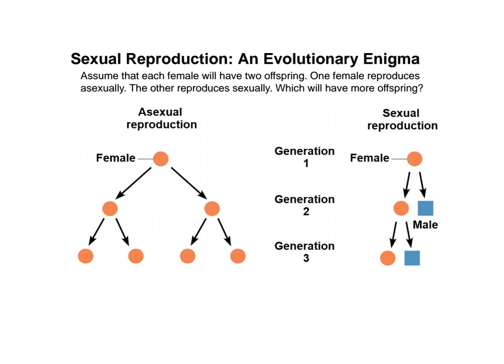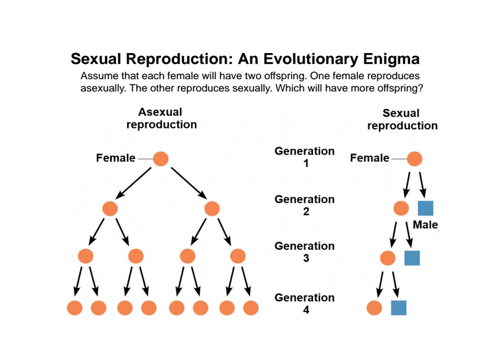sexual reproduction is already losing out very clearly to asexual reproduction. By the third generation, we have a ratio of 2 to 1. By the fourth generation, there are now 8 individual offspring from that first female that was reproducing asexually, and there are only 2 individuals from the female that was reproducing sexually. Therefore, we have a ratio of 4 to 1. We could go on, but we can end here. You can see that this is going to get exponentially worse and worse.